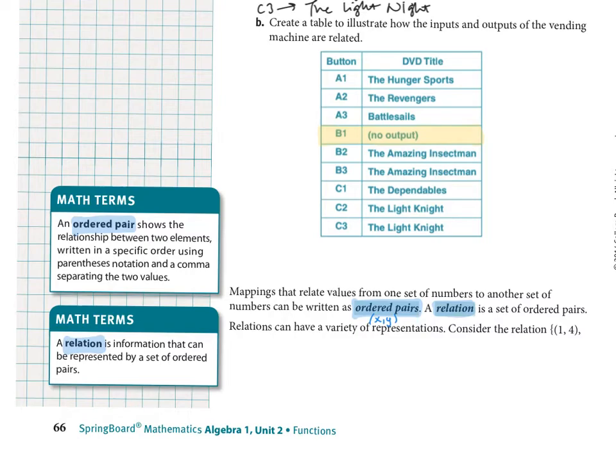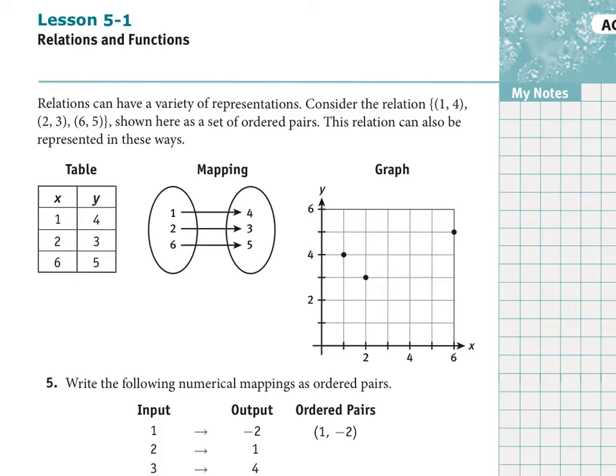So let's keep going. Starting here, we're looking at the relation (1, 4), (2, 3), and (6, 5). It's shown as a set of three ordered pairs. This relation can also be represented in the following ways. Let's look at our first way. We have a table.